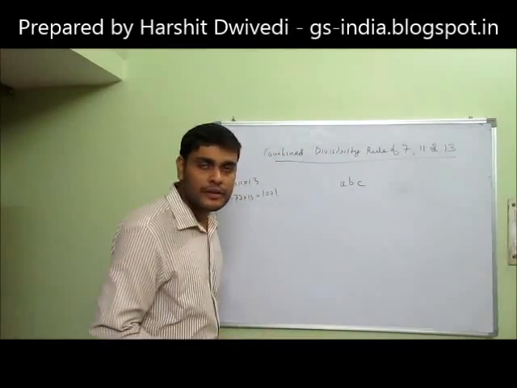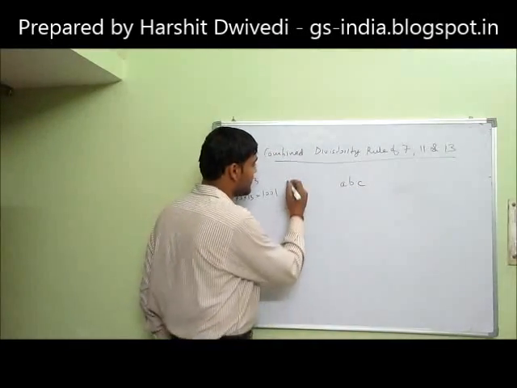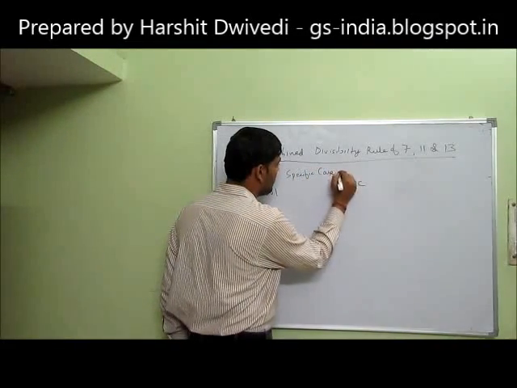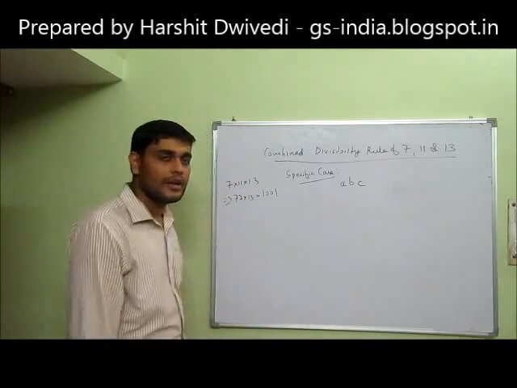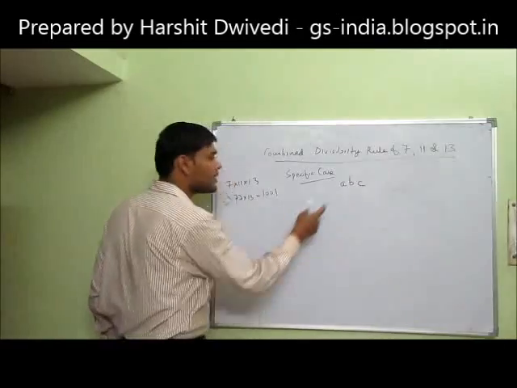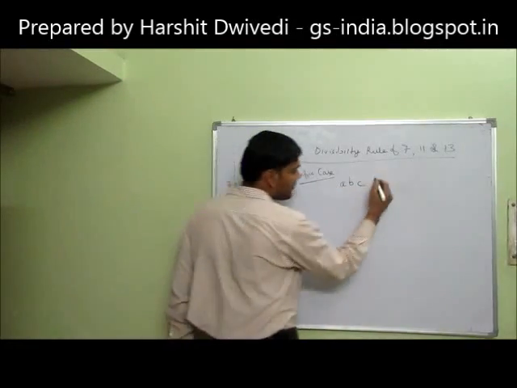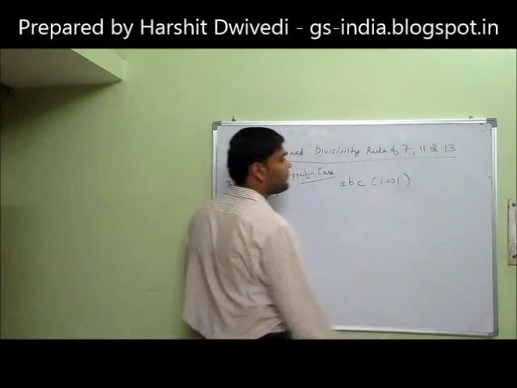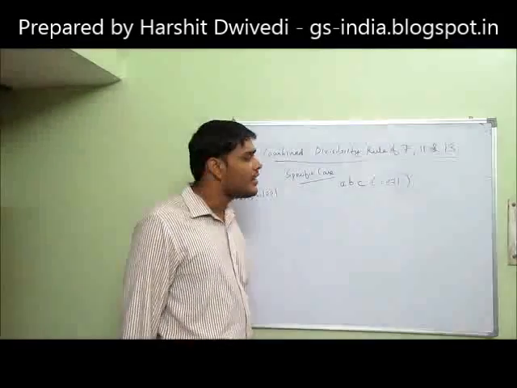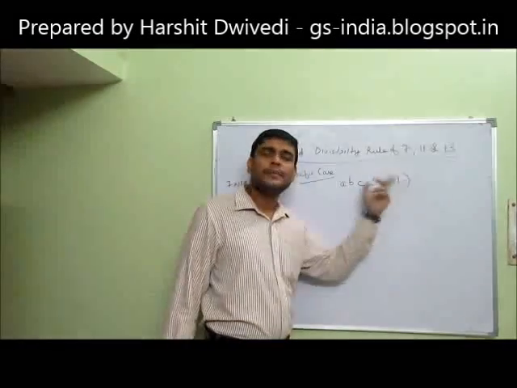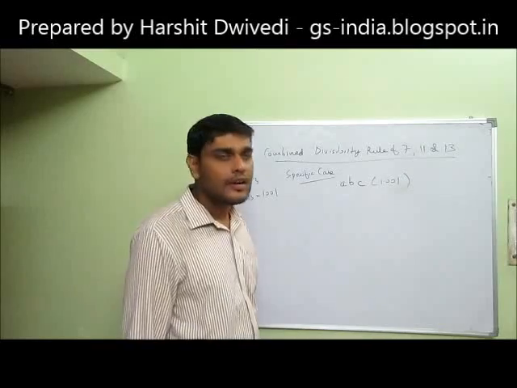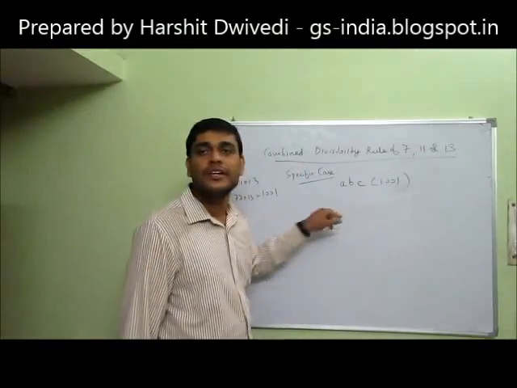This is a specific case, and after this I am going to tell you a general case. In this specific case, I have taken a 3-digit number ABC, and I am going to multiply it by 1001. I know that 1001 is divisible by the three prime numbers 7, 11 and 13. So this number is automatically divisible by 7, 11 and 13.